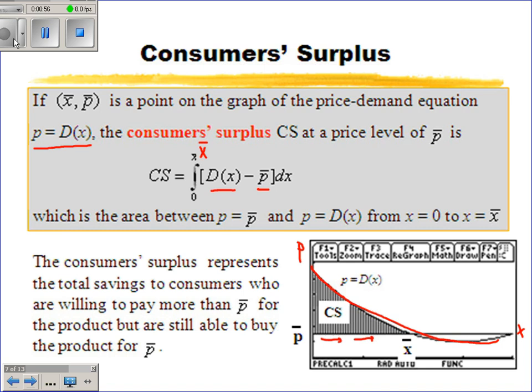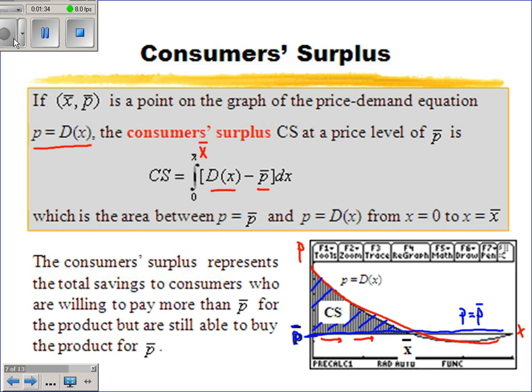So now, the consumer surplus: we're going to be checking at some certain level of price. In this case, P bar is the price level that we're interested in, and that's just some value that is on this curve. So we've got this P bar here. We're going to look at that horizontal line, P equal to that specific P bar value. Okay, so now the consumer surplus gives us this area that's bound between the price-demand equation and that constant line, P equal P bar.